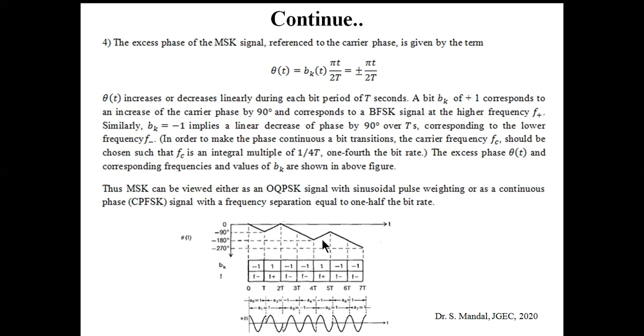Okay. So thus MSK can be viewed either as an OQPSK signal with sinusoidal pulse weighting, or you can also call it continuous phase frequency shift keying, or CPFSK. You can see that the phase is changed continuously, and according as the phase is changed, the corresponding frequency is also changed. Okay, so we can see MSK as frequency shift keying with continuous phase.